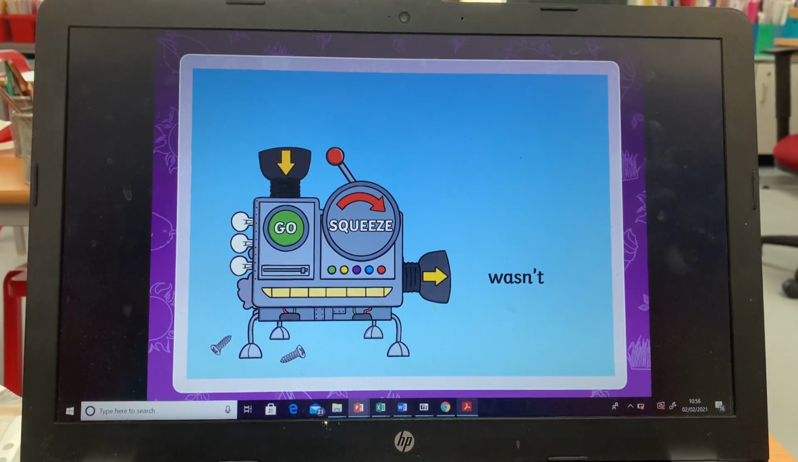Oh, let's have a look. Let's press go on our machine because remember it's the wrong way around this time. Wasn't was originally the two words was not. Well done if you were right. Let's try shouldn't. So remember, pause the video, see if you can write down the two words it was originally. Let's see if you're right. Shouldn't originally would have been the two words should not.